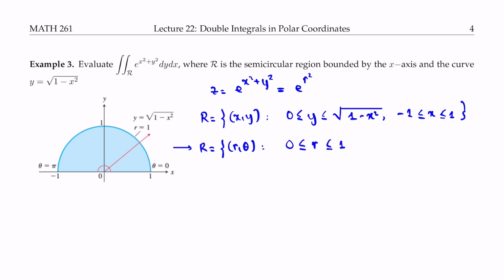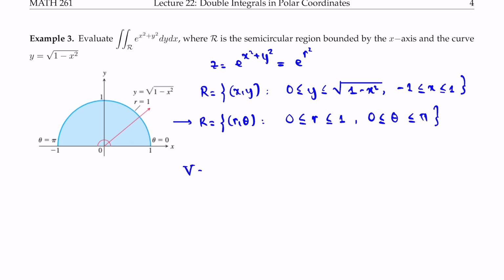And we're going to draw an arc going from the smaller angle to the bigger angle, and theta is between 0 and pi. Now the volume is calculated using the double integral of r dr d theta, and the function of consideration in this case is e to the r squared. So you have e to the r squared, for r running from 0 to 1 and theta going from 0 to pi.